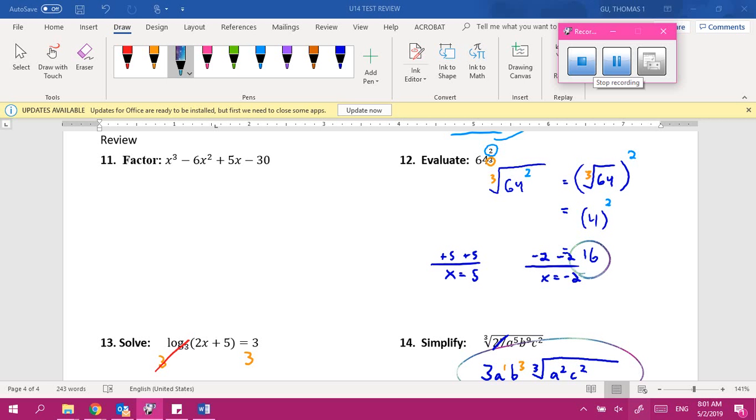11 says factor, and we're going to factor this not by the x box because there's 4 terms, and not by just factoring out because not all of them have the same factor. But how are we going to factor this one out? Is it the one where you put x in the, you put 30 in the corner?